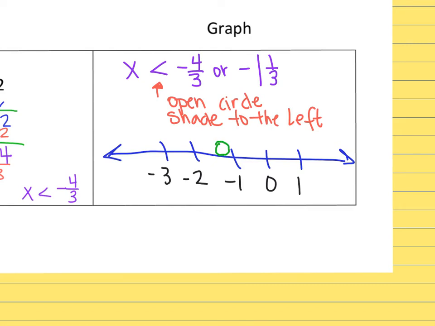It's an open circle because it's not equal to. And then I shade to the left, so I can just draw a line going this way and put an arrow at the end because it continues and goes on forever in the less than direction.